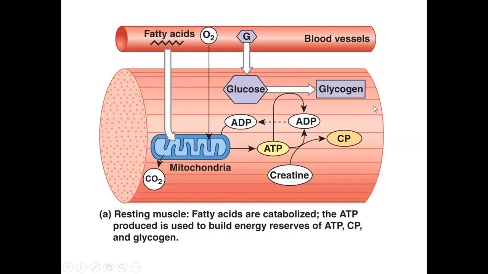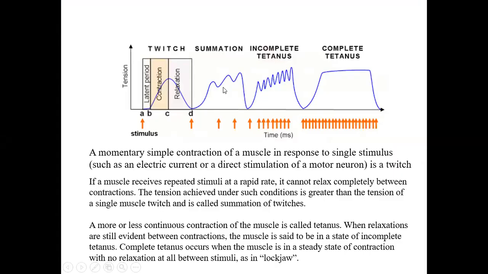Now, in case of moderate activity, whereby you have some oxygen coming in, but you don't have enough glucose, then you start utilizing your glycogen stores, and that's where you have this diagram.